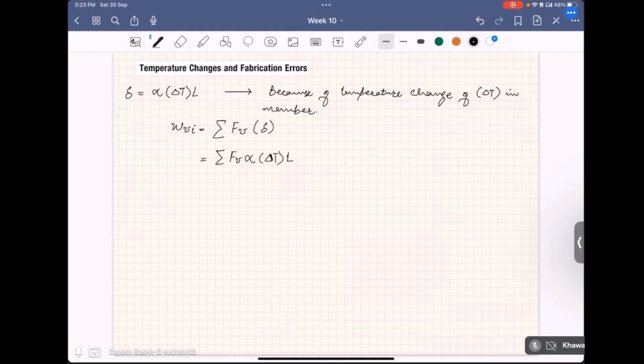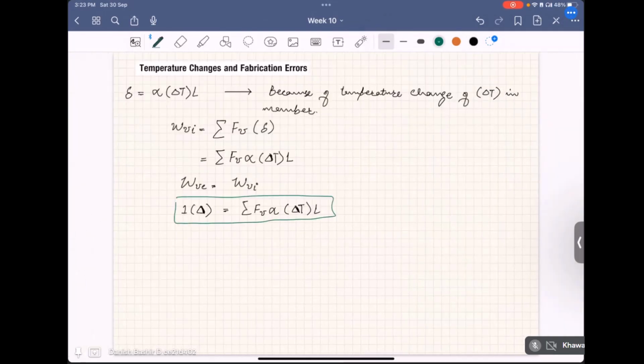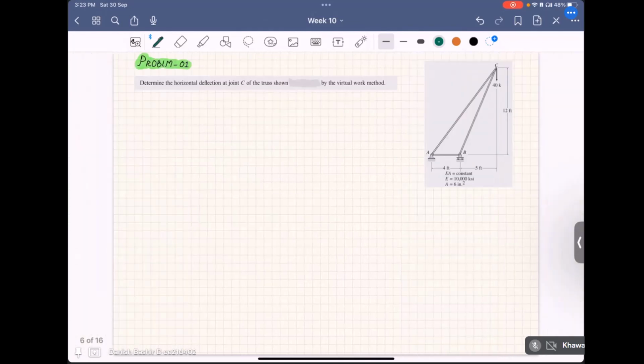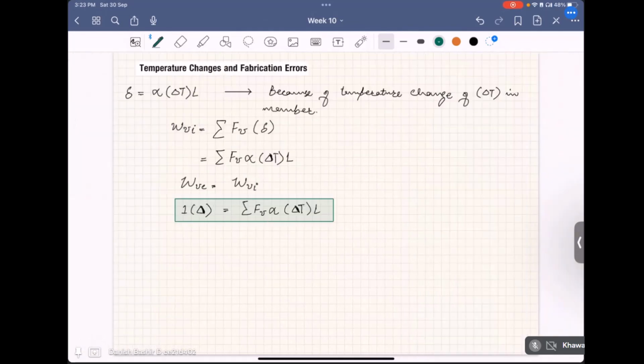Okay. So by our virtual work principle, W virtual external is equal to W virtual internal. We can write 1 times delta is equal to summation FV alpha delta T times L. This point, you will get this point cleared once we will solve some numerical problems. Okay. So this was because of that thing.